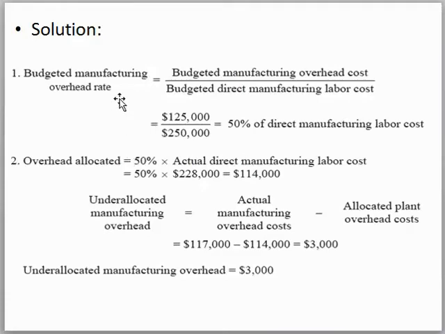Here, as we said, the budgeted manufacturing overhead rate equals budgeted manufacturing overhead cost divided by the budgeted base, which is the direct labor cost. 125,000 divided by $250,000 gives us 50% of direct manufacturing labor cost. So the budgeted overhead rate is 50%.